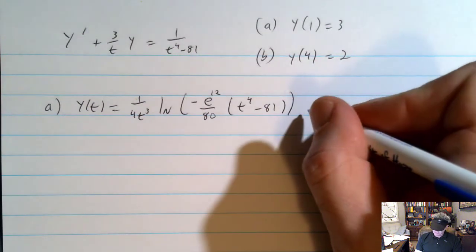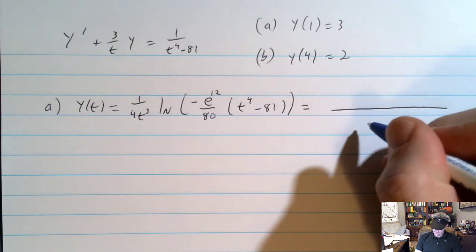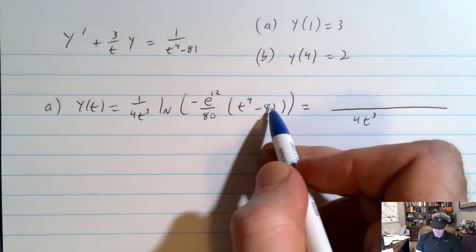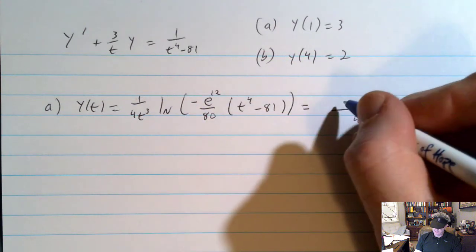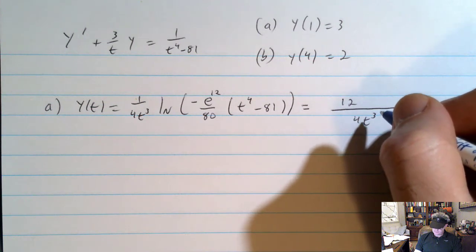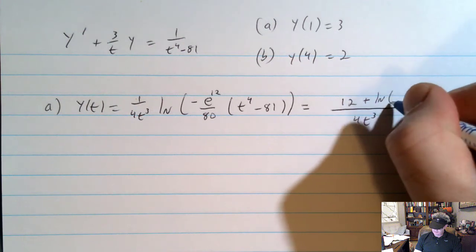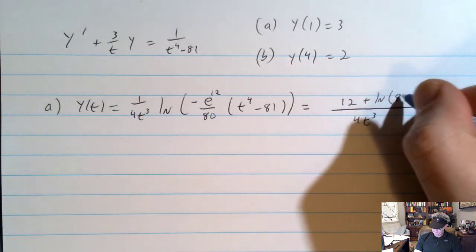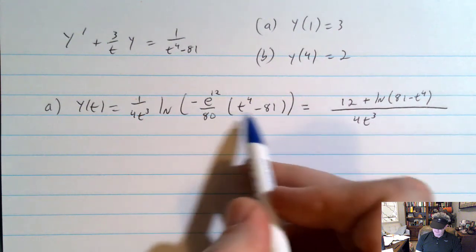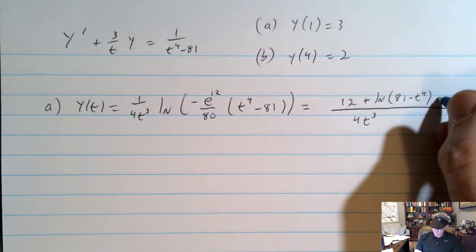But this can be written as, put the 4t cubed down here. If we take the log, I'm going to put that minus inside, so I have log of e to the 12, which will just be 12, plus natural log of 81 minus t to the 4th. So that minus went into here, made it 81 minus t to the fourth, took that log, and then minus log of 80.